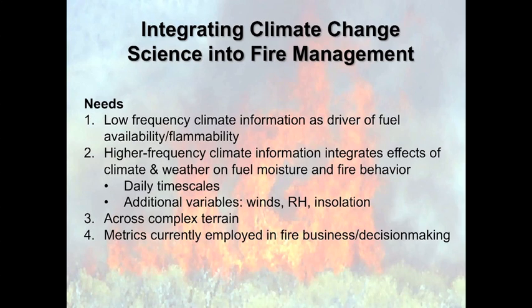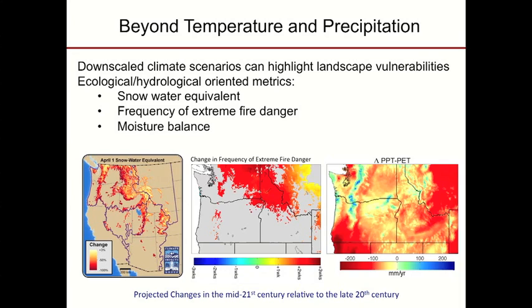fields like temperature, humidity, precipitation may be useful on their own, but it may be more informative to actually integrate these into metrics that are currently used and known. And so we can think about this as really moving beyond just temperature and precipitation. And the interest here is to really highlight areas of risk.